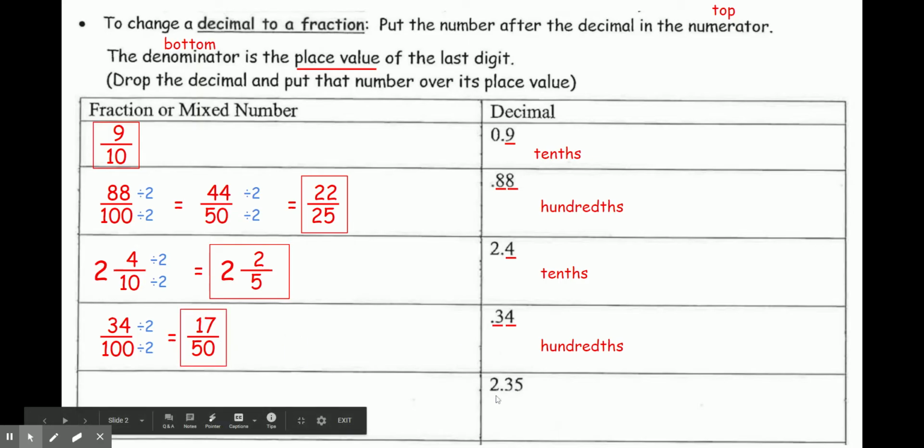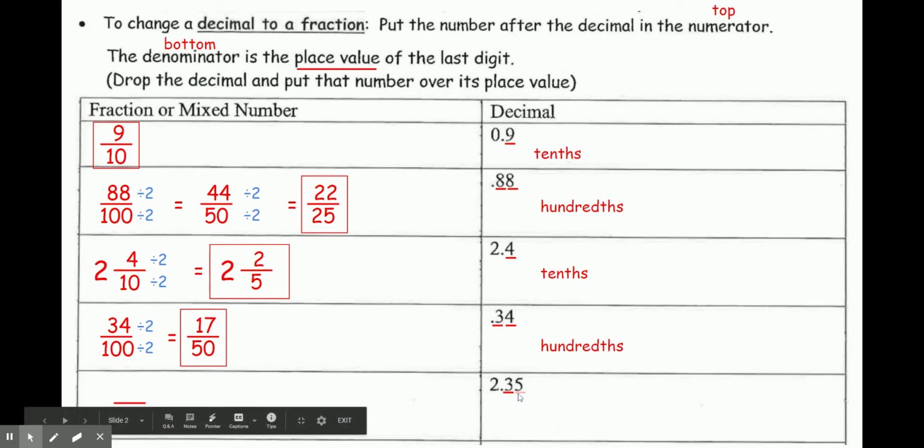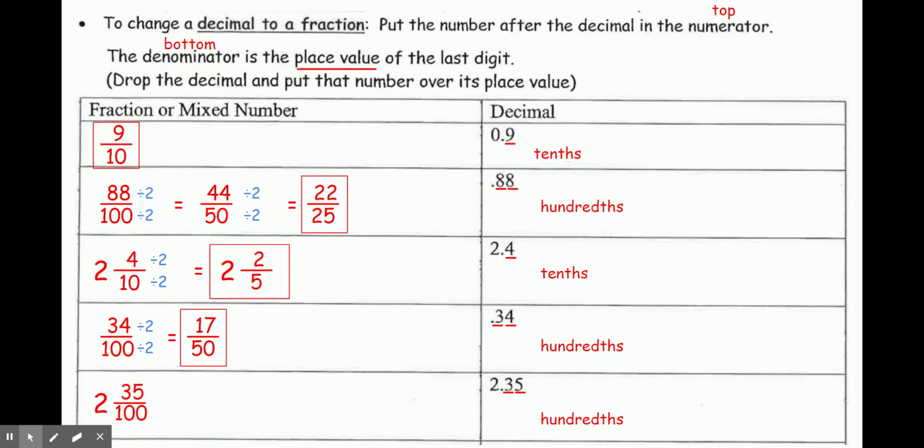And let's do the final one, 2.35. Again, we've got a whole number, which is easy. You just put it in front, but we also have 2 decimal places, so that's going to be the hundredths place. So we put 2 and 35 over 100. And 35 and 100, a 5 goes into both of those, so it's not simplified. So let's divide both top and bottom by 5. 35 divided by 5 is 7. 100 divided by 5 is 20. So our final answer is 2 and 7/20.